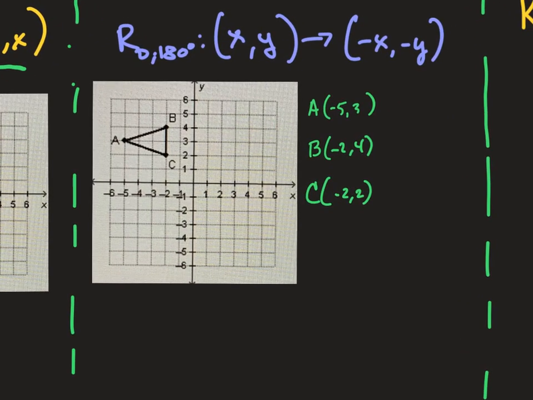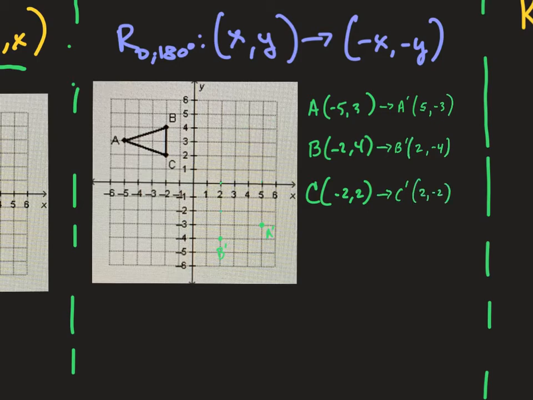All right, so as we map to A prime, the only thing that's happened here is my signs have become opposites. So -5 becomes 5, positive 3 becomes -3. So A prime is 5, -3. B prime is going to be a positive 2 and a -4. And then C prime is going to be the opposite again, which would be 2, -2.